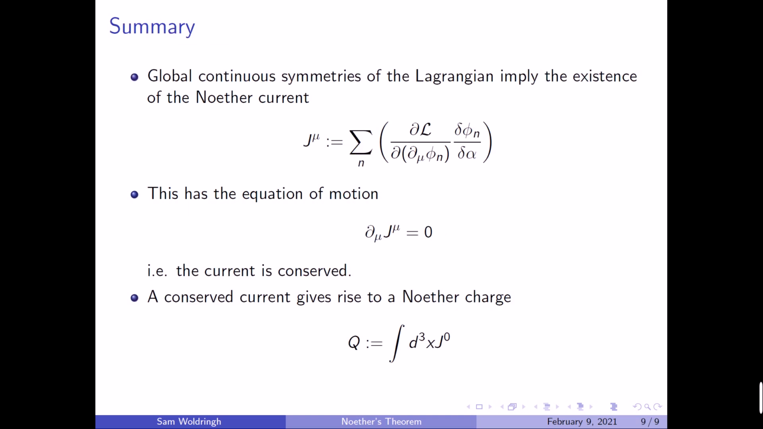Now, in summary, global continuous symmetries of the Lagrangian imply the existence of the Noether current, which is defined in the following way. This Noether current has the following equation of motion, which is just the statement that it's conserved. And a conserved current gives rise to a Noether charge, which is defined as the spatial integral over the 0th component.